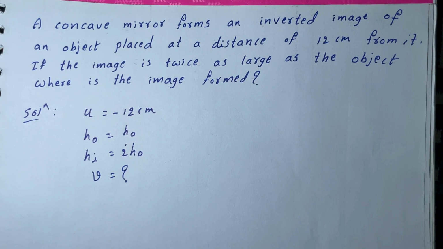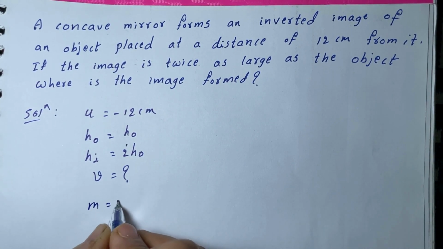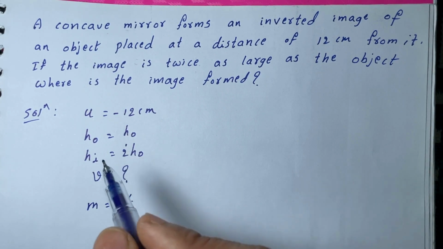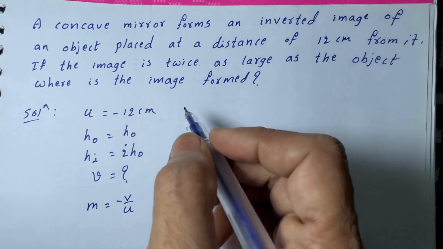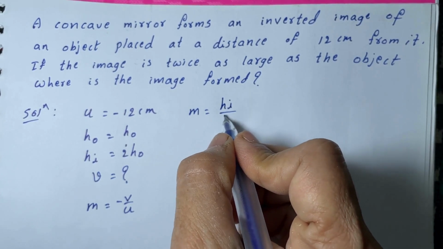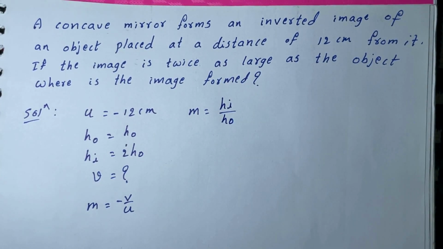One is 1 by f is equal to 1 by v plus 1 by u, and another is m is equal to minus v by u. But when we use 1 by f is equal to 1 by v plus 1 by u, here v and f both are unknown quantities, and when you use m is equal to minus v by u, in this formula also m and v are both unknown quantities. But m we can find by using the height of image and height of object, because m is equal to height of image by height of object. This formula we can use now.